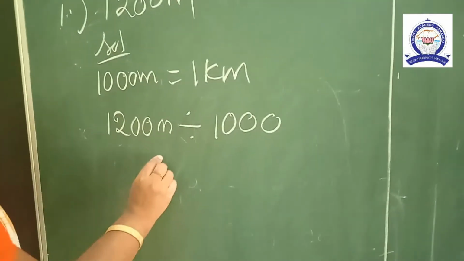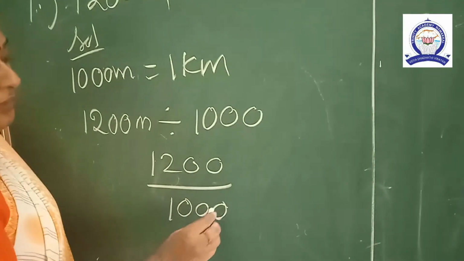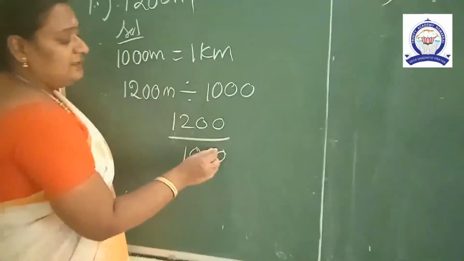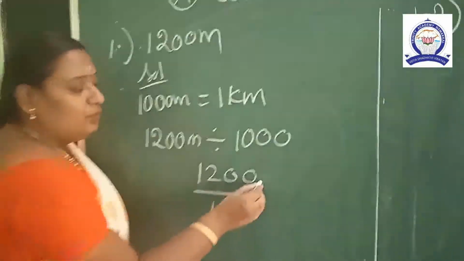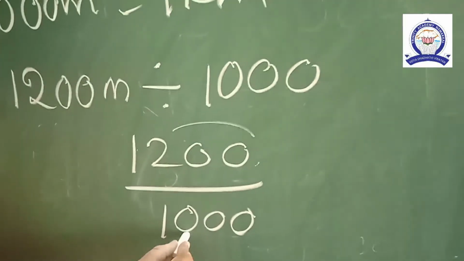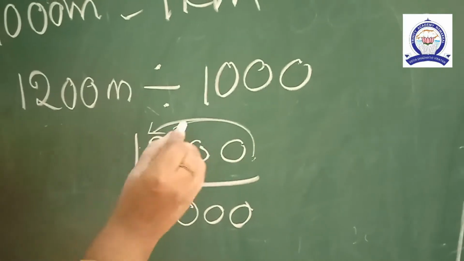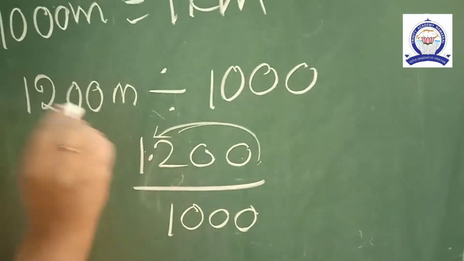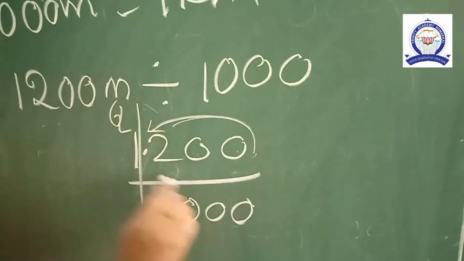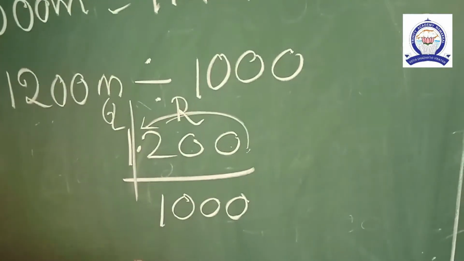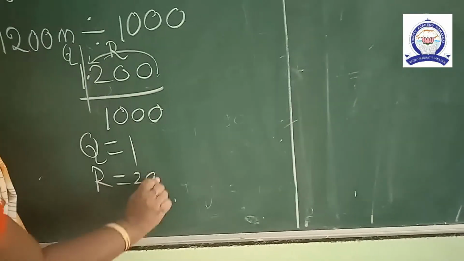So if you divide 1200 by 1000, I already taught you, listen. If you divide a number by 10, 100 or 1000, the point will move towards the left side. So we have 3 zeros in 1000. So the point will move towards left side 3 places. So 1, 2, 3. So the point will come here. Okay. So this one is the quotient. The remaining digits is the remainder. So quotient Q is equal to 1. Remainder is equal to 200.